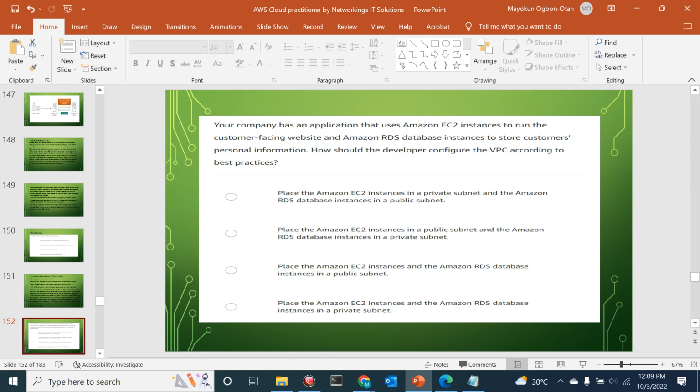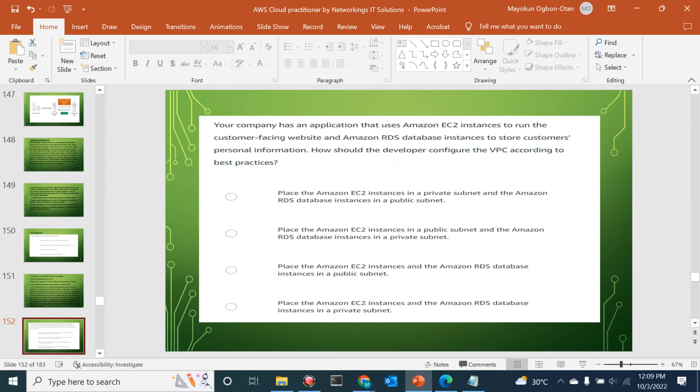This sounds sensible, but I think I will go for B. Wait, if everything is private, how will they now access it? I choose B. B is the right answer.